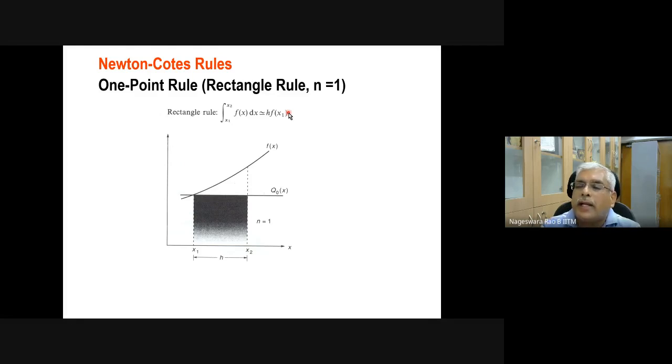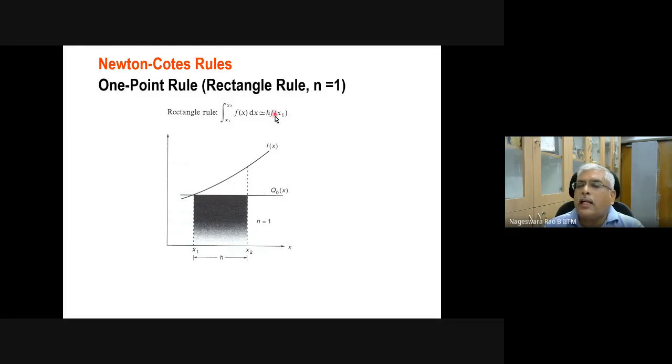And what is meant by a constant function? A constant function is nothing but a zeroth order function. A linear function is a first order function. A quadratic function is a second order function. So for a zeroth order polynomial, I'm saying polynomial, zeroth order polynomial, this approximation is going to give you the exact result.